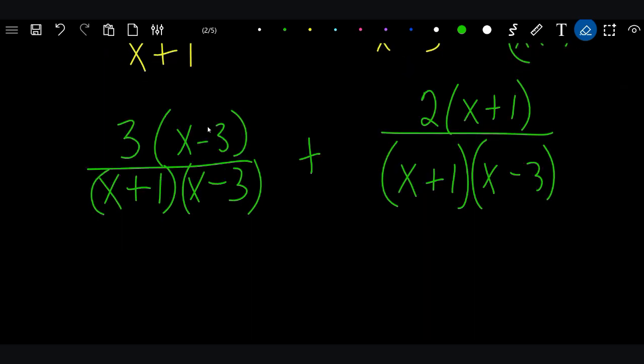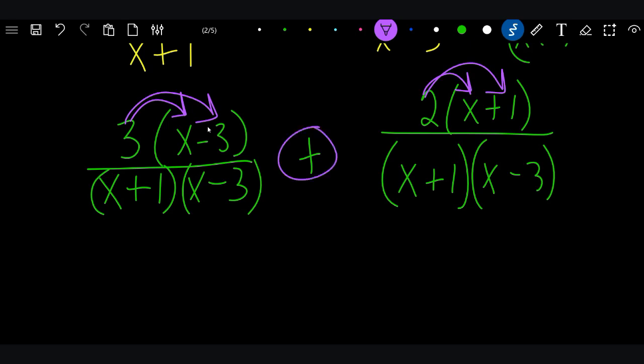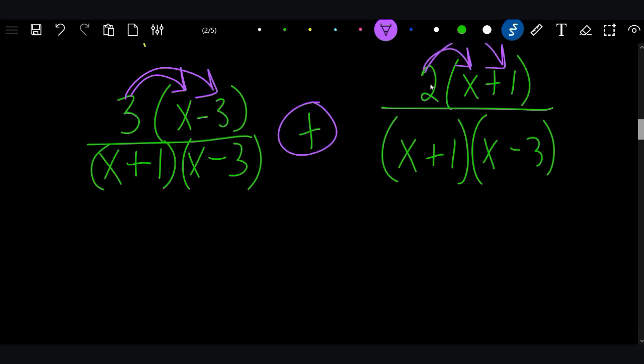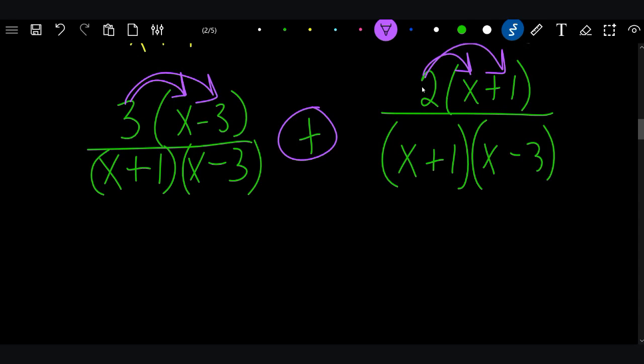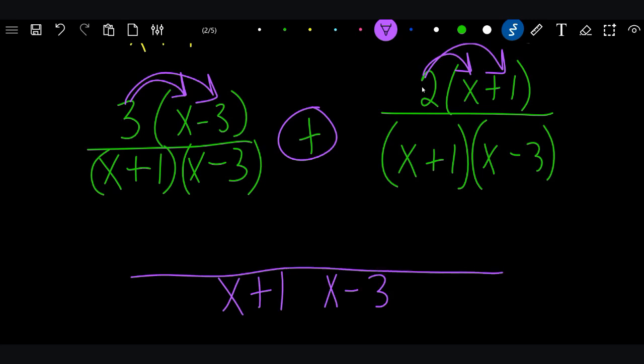Now, this is what I do. You can do it however you want here, but to me this is easier if I go ahead and distribute, and at the same time combine these all into one fraction. So let's do those 2 steps together. Our common denominator is x plus 1, x minus 3. We only need to write that one time. We don't need 2 fractions. So we're going to combine them into one fraction.